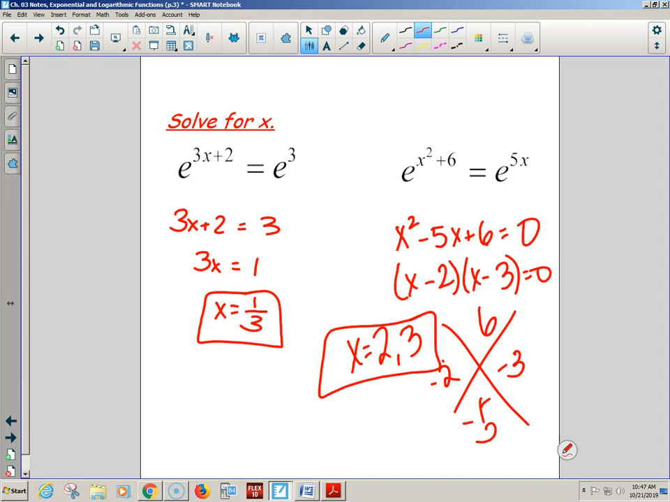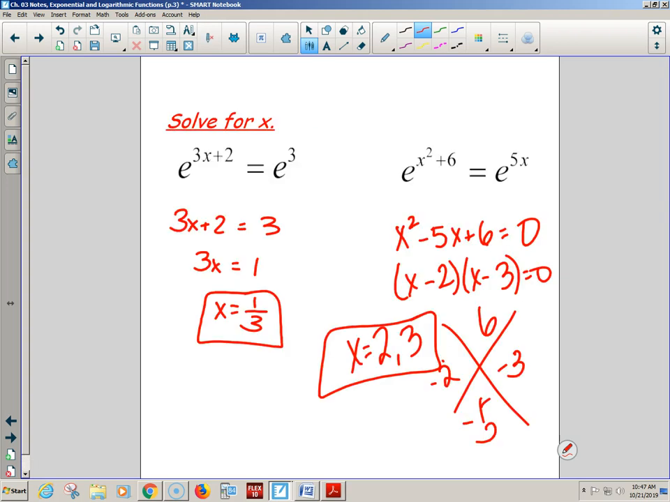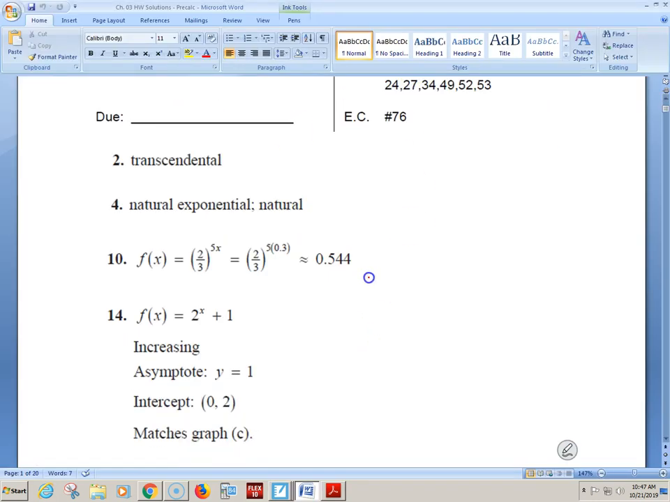Hey, what are we starting today? Logs. But first, let's grade. Okay, section 3.1. Any quick questions on any of the warm-ups? Going, gone. Here we go. 3.1, number 2. Transcendental. Number 4.